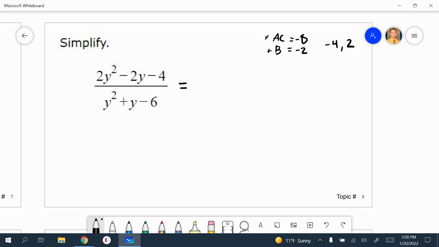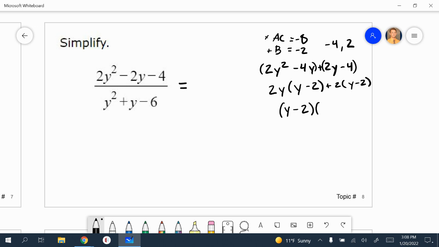Then I can split up the top equation there: 2y squared minus 4y plus 2y minus 4. I can group them. I can pull out a 2 and a y from the first group. That'll leave me with y minus 2. And in the back group, I can pull out a 2. That'll leave me with y minus 2. So my factored form would be y minus 2 and 2y plus 2.